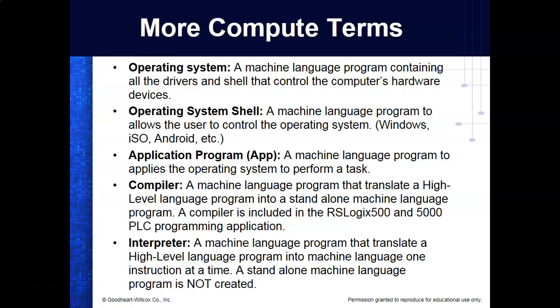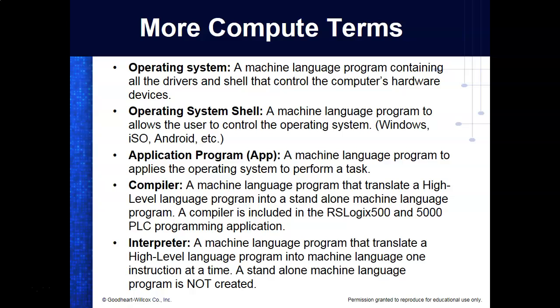We looked at a compiler. A compiler is a machine language program that translates a high-level language program into a standalone machine language program. So our RSLogix 500 runs a compiler. So when we download it to our PLC, and that's going to be backwards, guys, from what you learned from upload and download, a download means you're sending the program to the PLC. It's going to be compiled when it's sent over there. So the PLC never ever sees a high-level language program.